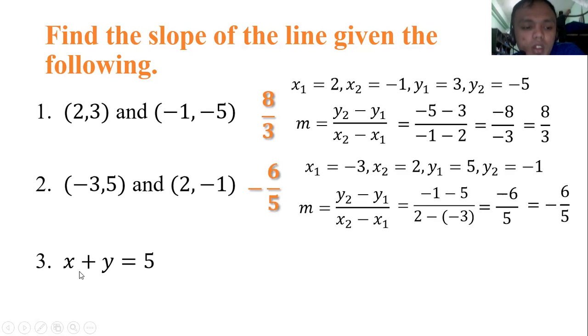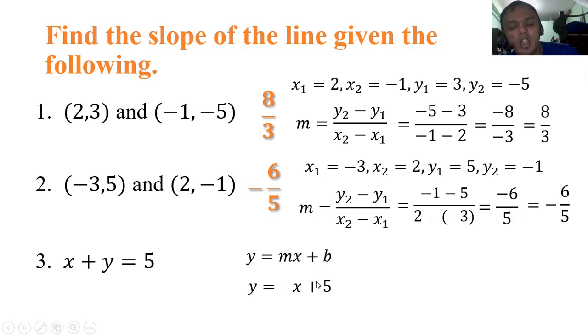Okay? Next, x plus y equal to 5. Using the slope-intercept form, we just transpose the x to the other side. We have y equal to negative x plus 5. Because we transposed to the other side, we crossed the equal sign, that's why it became negative x. But the 5, we did not move. We just moved it backward. Now, what is the slope here? There is no number written, so automatically, it is negative 1. Okay? The slope is negative 1.